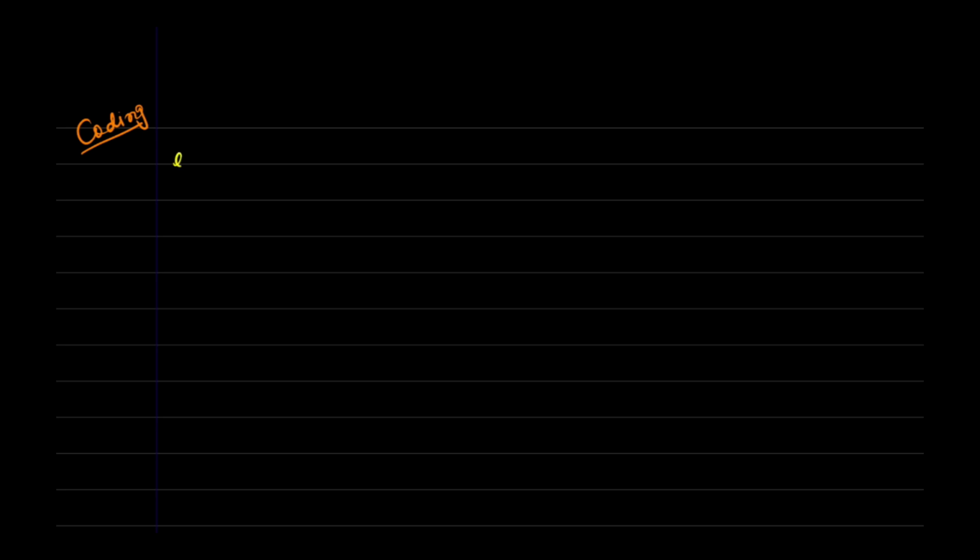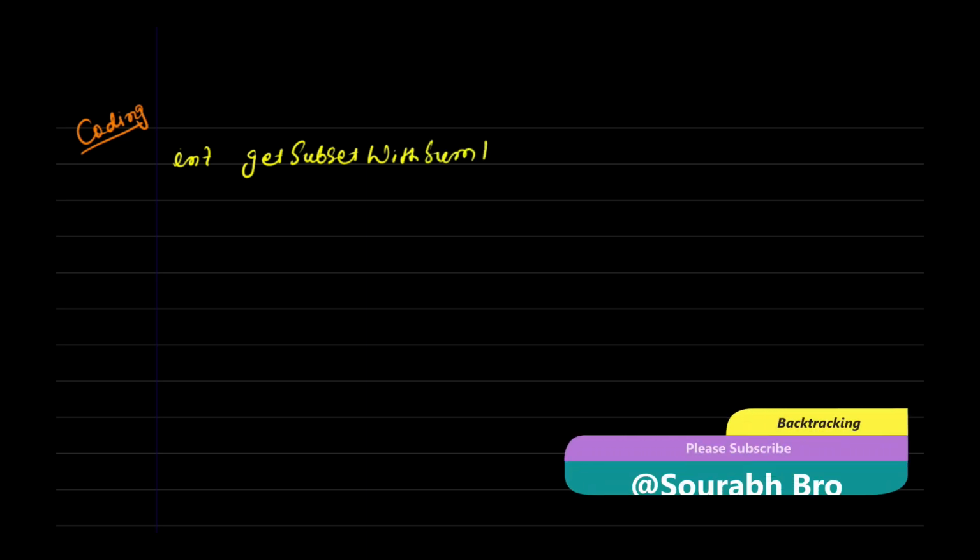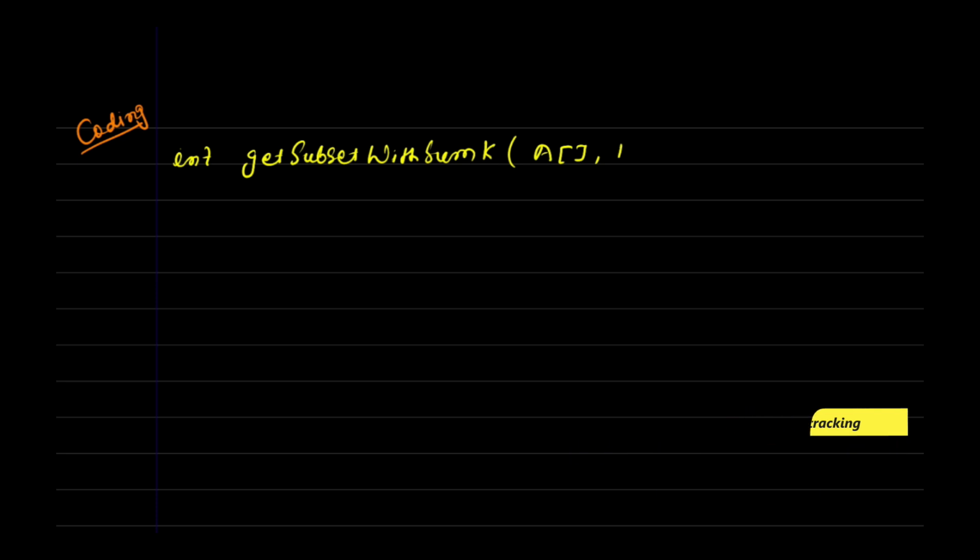We are returning the sum and we are having function getSubsetWithSumK. And we are passing as an argument array, k the sum, index, current sum.